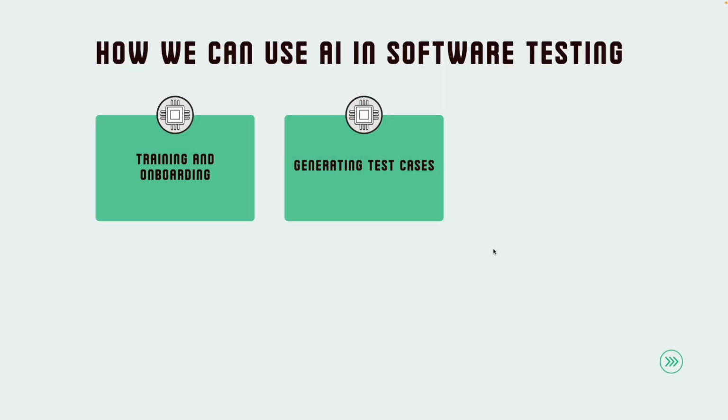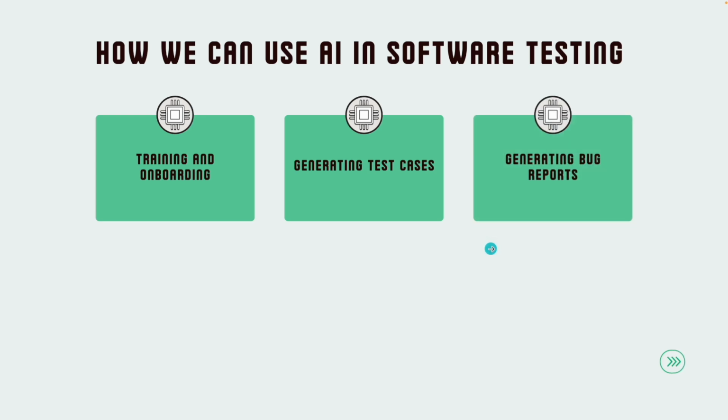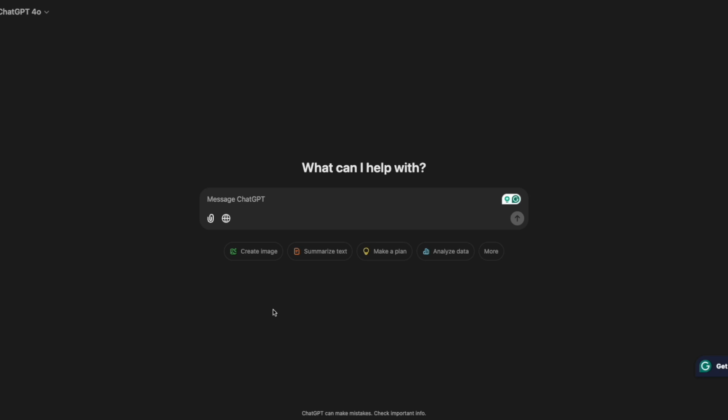The next thing we can do with ChatGPT is generating bug reports. ChatGPT can be utilized to analyze bug reports written in natural language and classify them based on severity, type, and components affected. It can summarize and prioritize bug reports, making it easier for development teams to address critical issues first. So we found a bug in the application and need to create a detailed bug report.